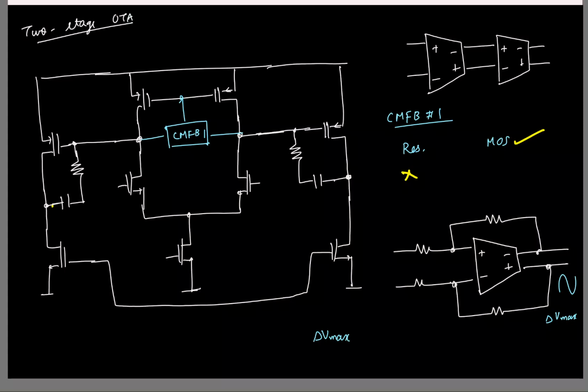If my second stage is swinging to a maximum of delta V max, what can you say about the swings in the first stage? Divided by 10. Yeah, but why by 10? Assuming the gain of this one. Basically, it's divided by the gain of the second stage, right? So the first stage will swing to some delta V max divided by the gain of the second stage. So do you think the output swings will be large or small here? It is small. Okay, so it is okay to use a MOS-based common mode detector here, because the swings at the first stage are going to be very small compared to the final output swings, and also we don't want to load our first stage. So here we could use a MOS-based common mode detector.